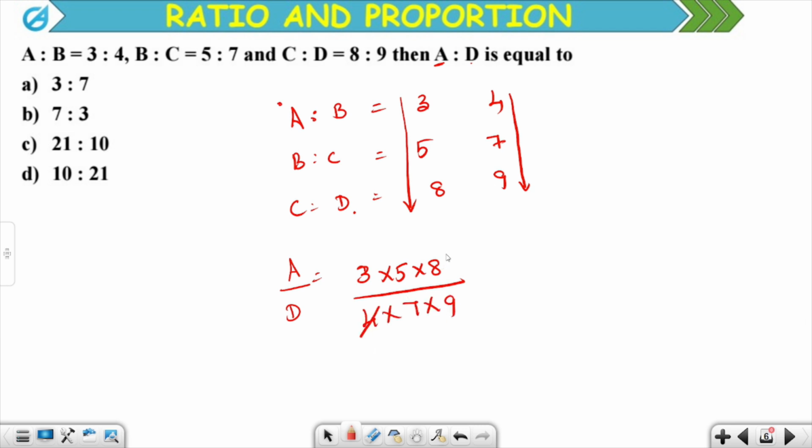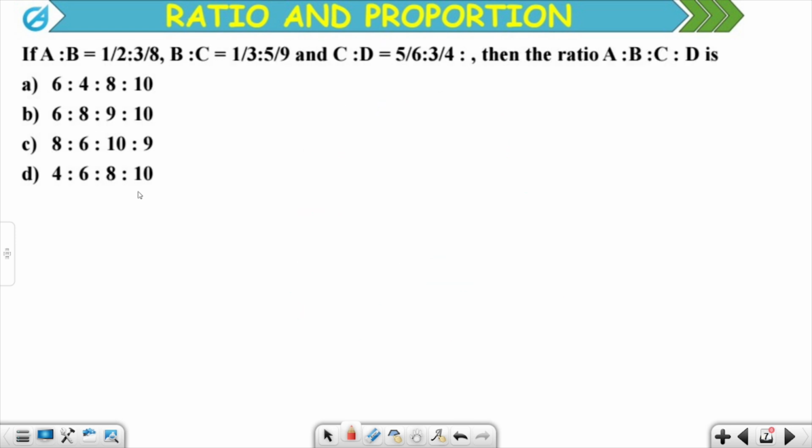Okay, see, this is one time and this is two times. This is one time and this is three times. So what is the pending? 5 twos are, so what is 5 twos are? 10. Similarly, what is 7 threes are? 21. So what is the ratio of A and D? It is nothing but 10 is to 21. Clear? Yes. Fine. Now we'll go for the next one.